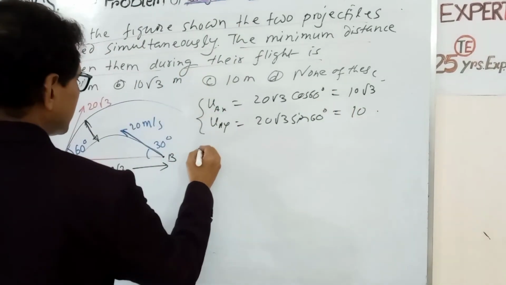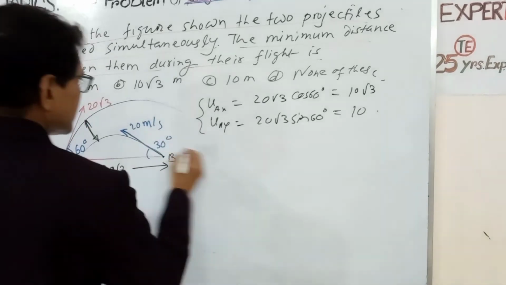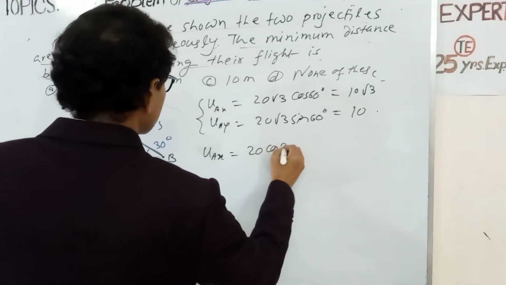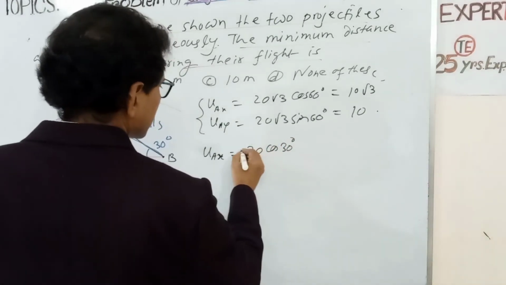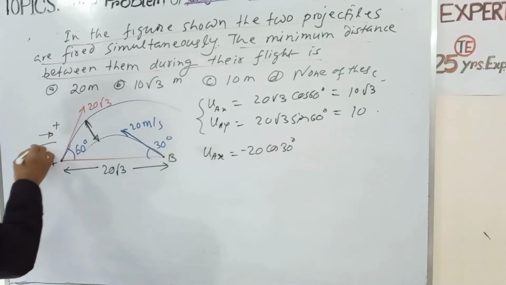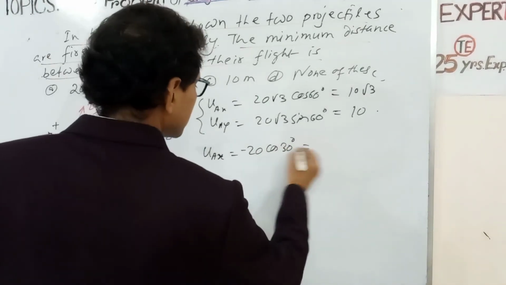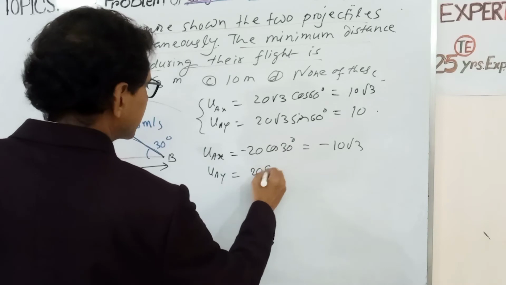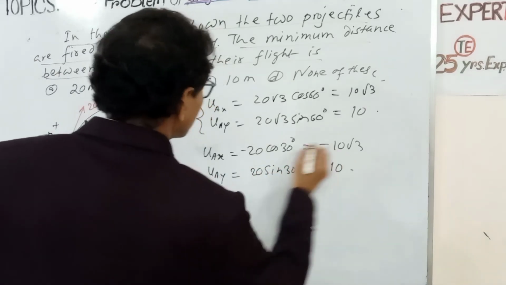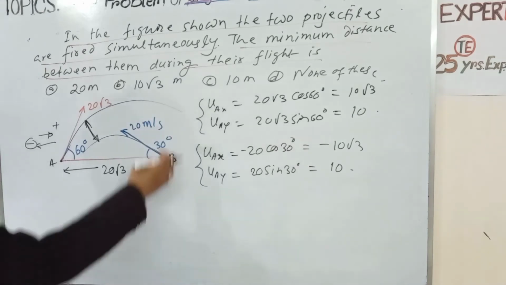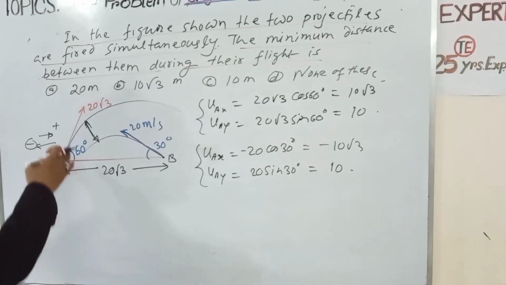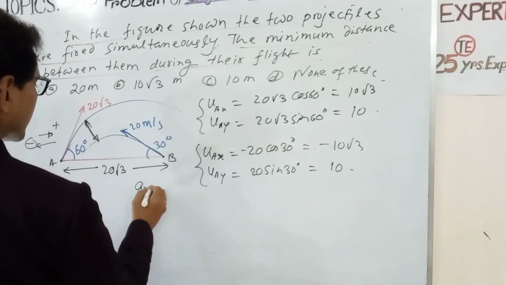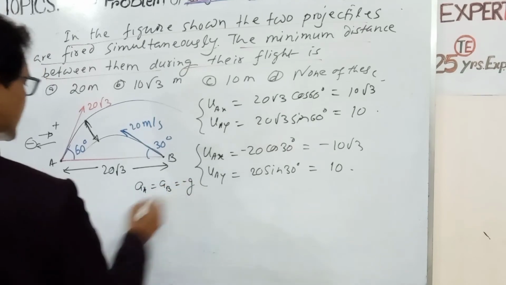This is u and v, and this is B. ubx equal to 20 cos 30 degrees minus, if you take this direction positive, then this direction will be negative, so minus 20 cos 30 degrees, that is minus 10 root 3, and uby equal to 10. So first we take the x and y components of the velocity of both A and B, and the acceleration of A and the acceleration of B are both minus g.